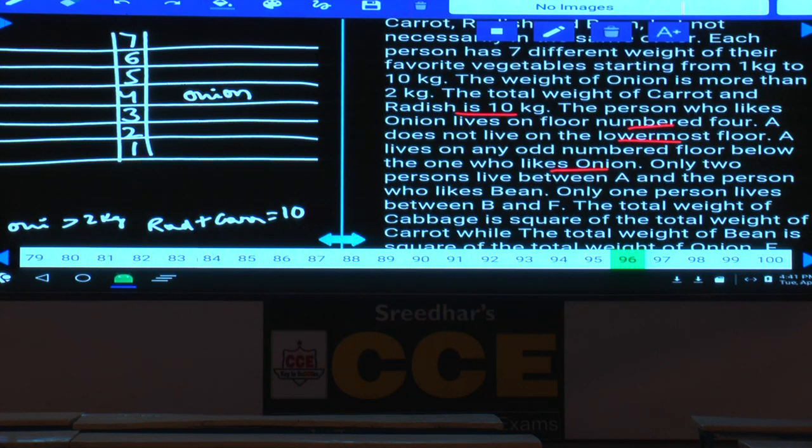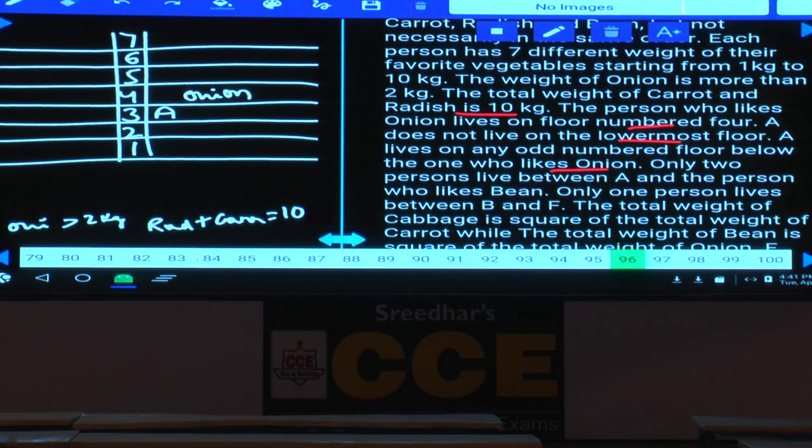Below this one, either 1 or 3, out of which 1 is not possible because A does not live on the lowermost floor. Hence, where should this A be? A must be on the 3rd floor. Are you following this one or not? A must be here. If A is here, then A lives on an odd number floor below the one who likes onion.